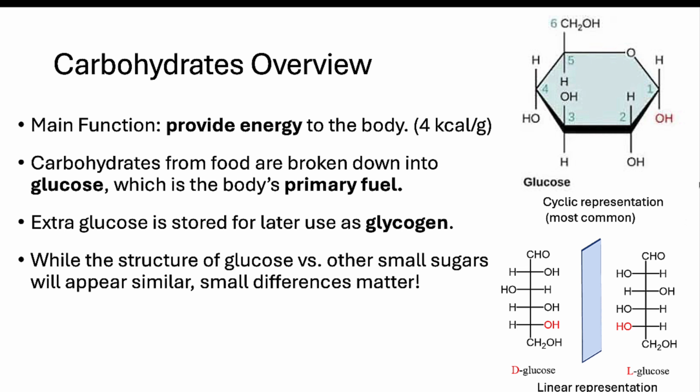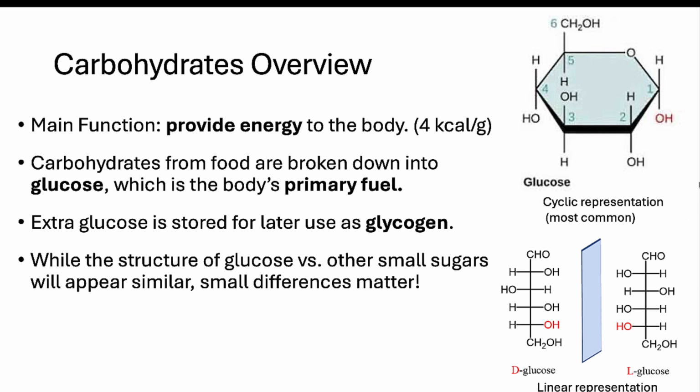And for glucose and other small sugars, they really will look very similar. If we look at the top right, they're going to have this ring-like structure that'll be closed. They'll have OH groups, and they'll have just carbon and hydrogen otherwise. But these small differences will matter. We'll see some of the other individual units. Glucose is probably the most common one that we'll talk about a lot, but there are a few more as well.